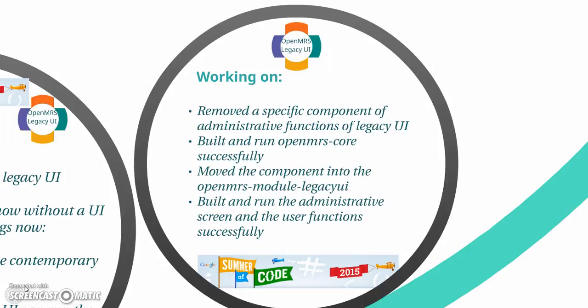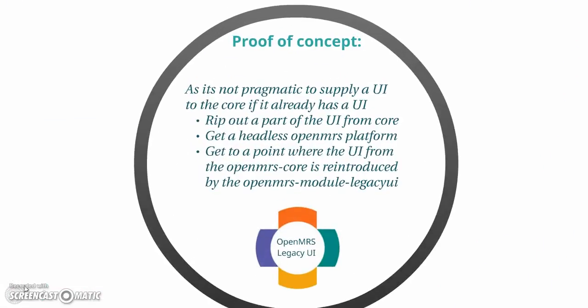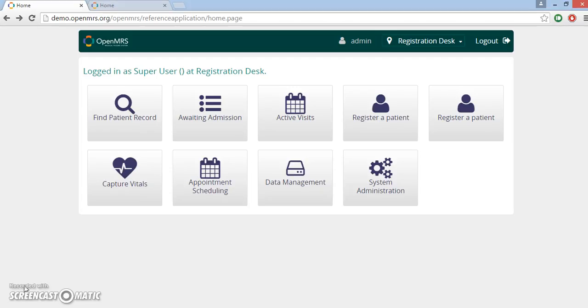However, there are several things to do this summer. We decided on an initial proof of concept to get to. It is to feature a component of core through the module on the platform of core which doesn't contain that component otherwise, as it is not practical to supply a user interface to core if it already contains one. Let us now have a look at the demo.